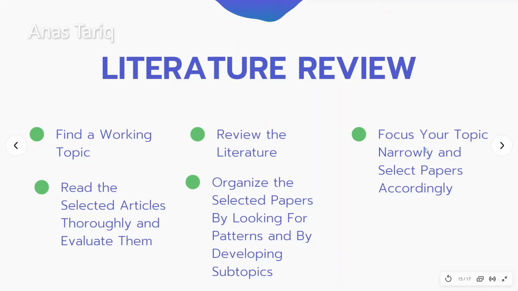Focus your topic narrowly and select papers accordingly. Here you should consider some questions in front of you, like what are your interests, what are the interests of other people, what are the interests of the audience, what time span of research you will consider. Choose an area of research that is due for a review. Read the selected articles thoroughly and evaluate them.